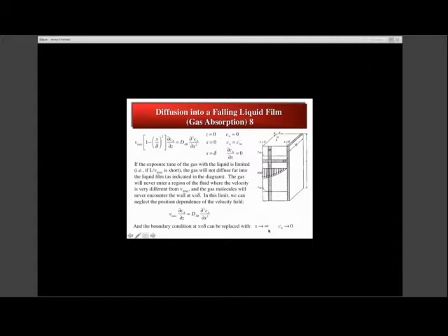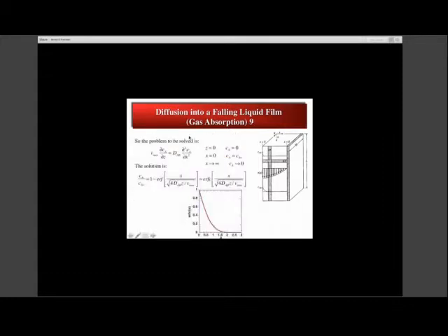Now, what we're going to find is that infinity is not the distance between here and the sun. Infinity can be on the order of microns or fractions of a millimeter, in fact. And so we will replace this boundary condition with this one. That is, the gas concentration drops off to 0 when you go far enough into the liquid.